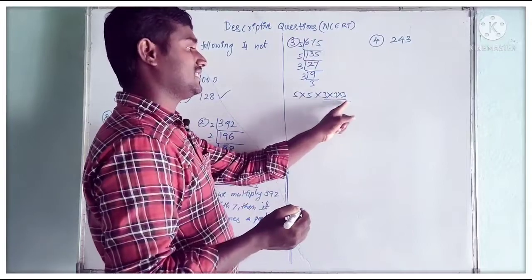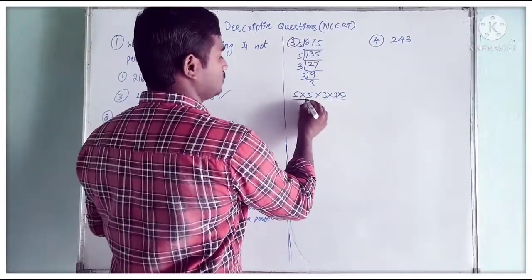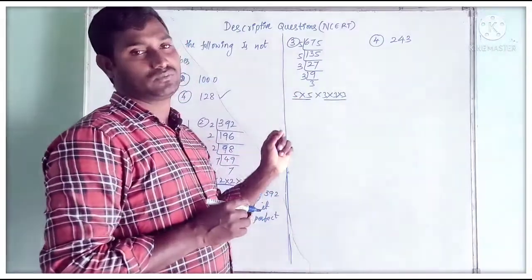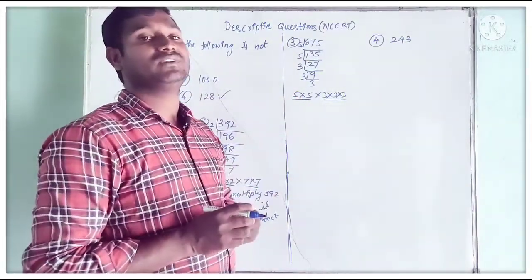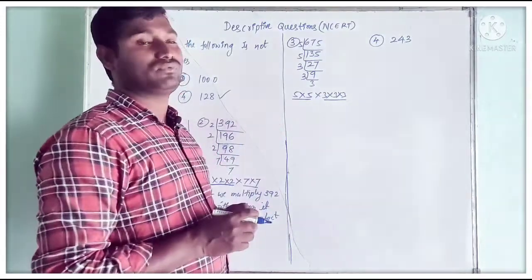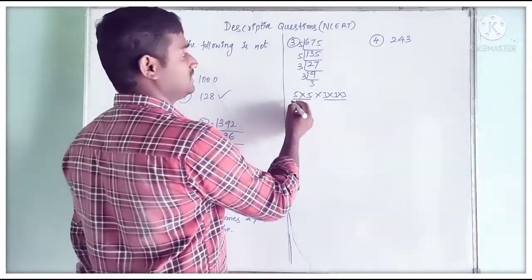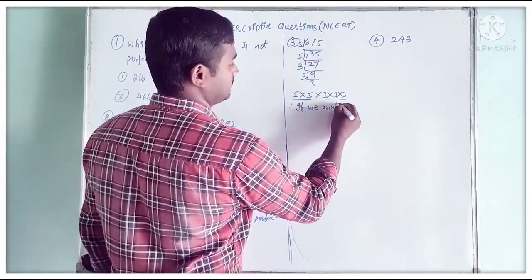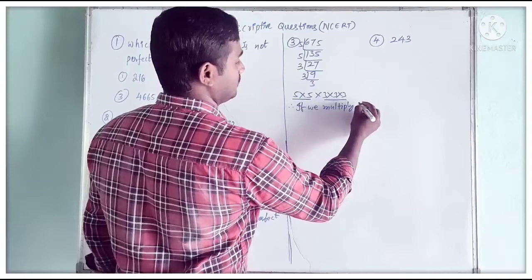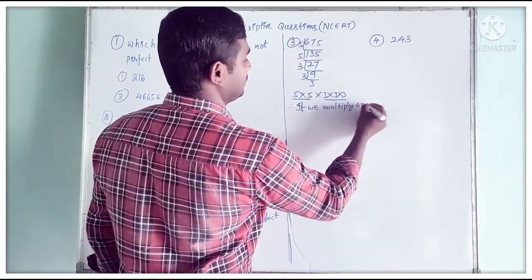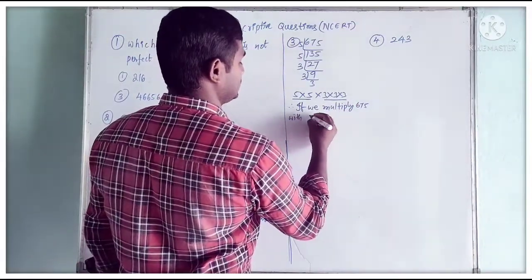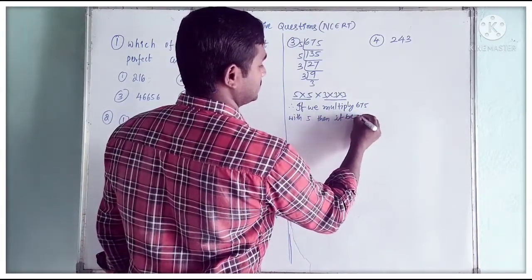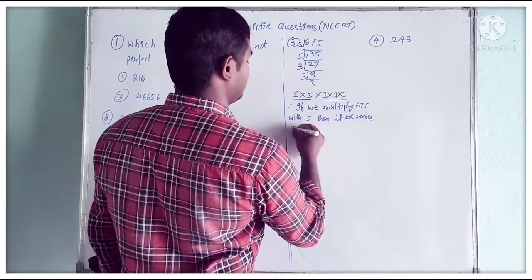These 3 threes are one group, and these 5s, how many do we have? Only 2. So we cannot make a group. To make a group, how many 5s do we need extra? One more 5. So if you multiply 675 with 5, then it becomes a perfect cube.